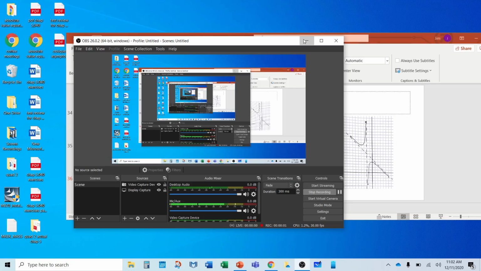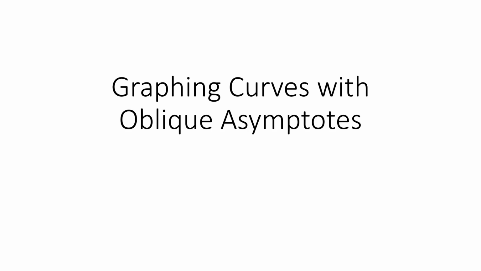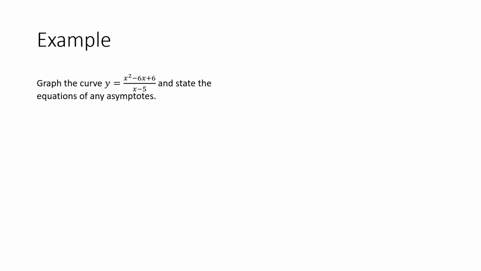In this lesson, we're going to talk about how to graph curves that have oblique asymptotes. Suppose we want to graph the curves shown. Well, we see that we have a vertical asymptote at x equals 5 because x minus 5 is a factor of the denominator and doesn't cross out when we simplify. After simplifying, we have degree 2 over degree 1, which tells us that we're going to have an oblique asymptote.